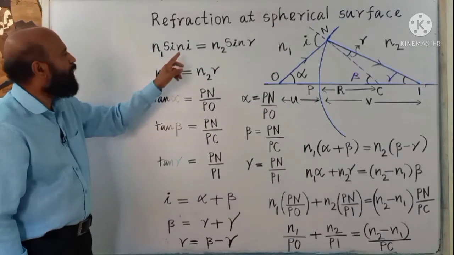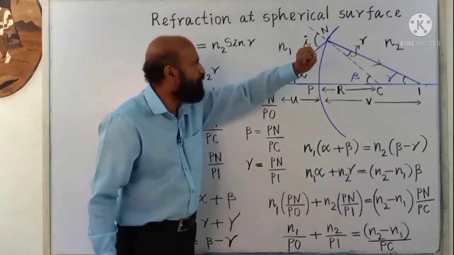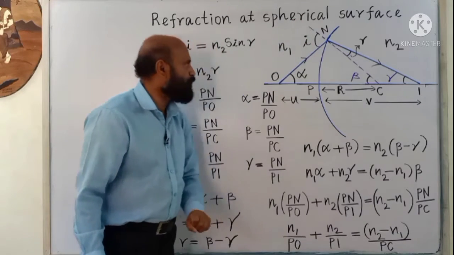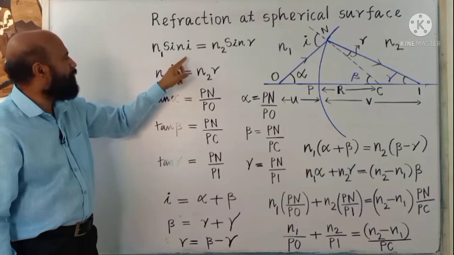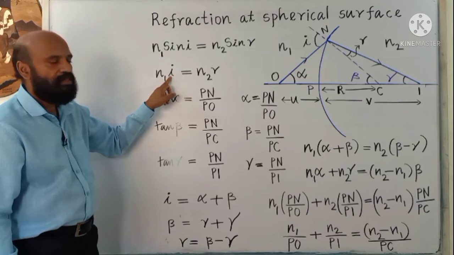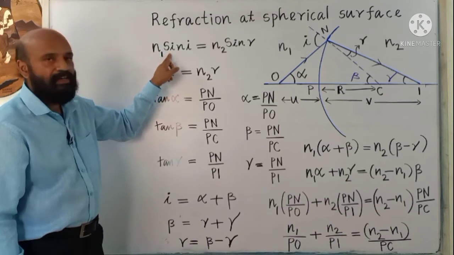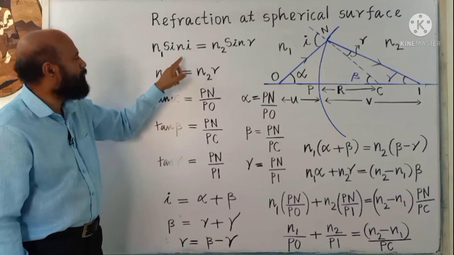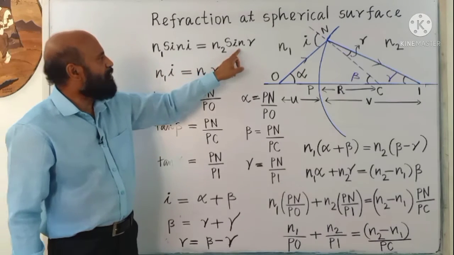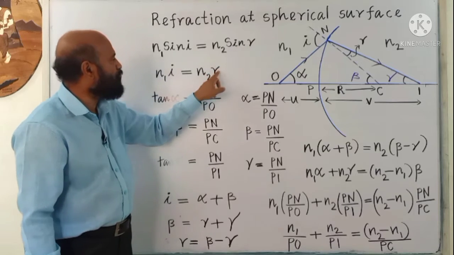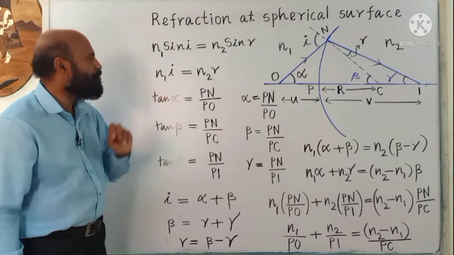Now since the angle of incidence is very small and the angle of refraction is also very small, instead of sin I we can write I. When the angle is very small, sin I will be the same as I, and sin R will be the same as R. So you can write like this.